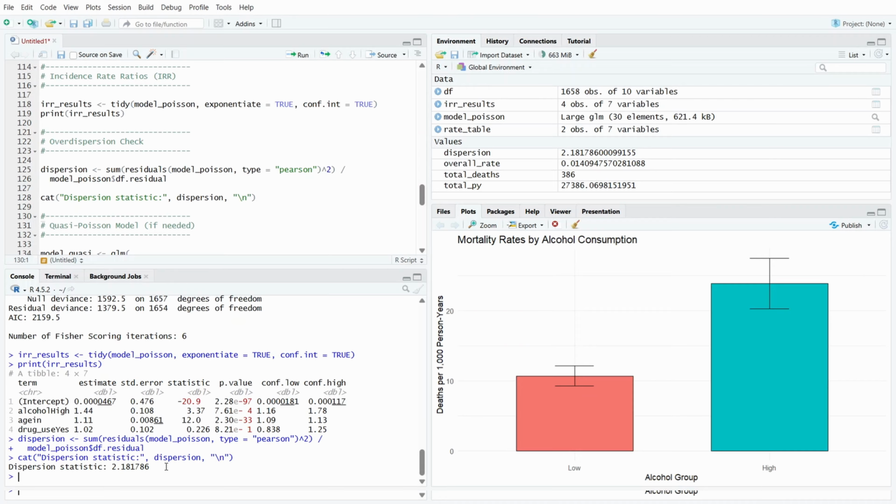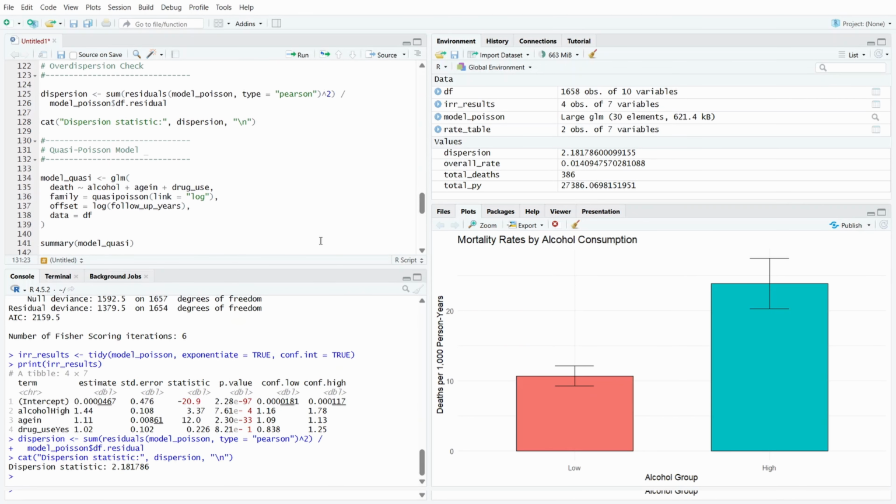Why does that matter? Because over-dispersion can lead to underestimated standard errors. And when standard errors are too small, it can make predictors look more statistically significant than they actually are, increasing the risk of false positives. So while our earlier results showed strong effects for alcohol and age, this dispersion value suggests we should be cautious. The model may be too optimistic about the precision of those estimates.